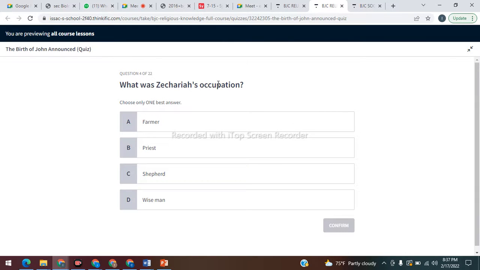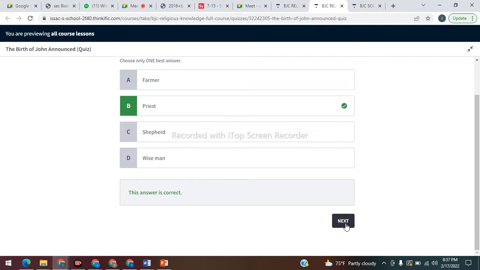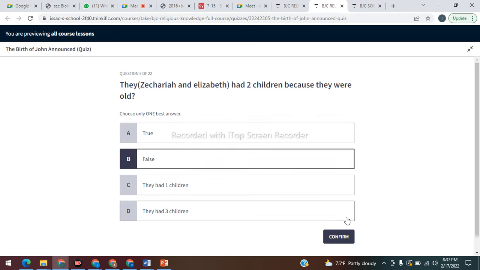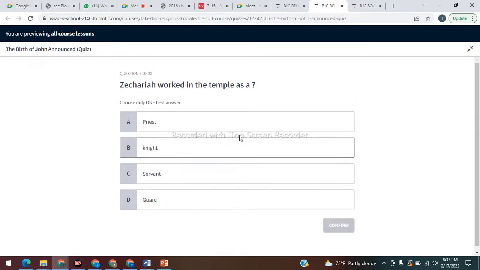What was Zachariah's occupation? B, he's a priest. We going to lock that in? Yes, no second guesses. Okay, yes, he was a priest. Zachariah and Elizabeth had two children because they were old. False. That's B. They were barren.